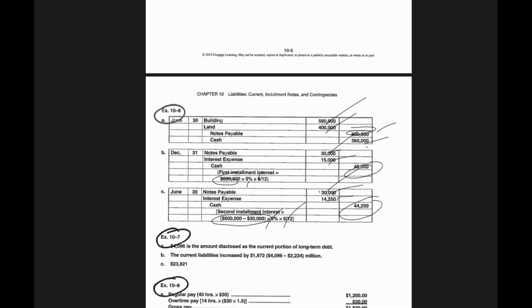Well, we're just looking at the difference between the 4096 and the 2224, so it's a difference of 1872. If PepsiCo did not issue any additional long-term debt next year, what would be the total long-term debt on December 31st of the upcoming year?